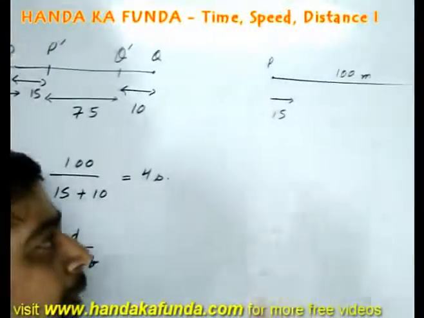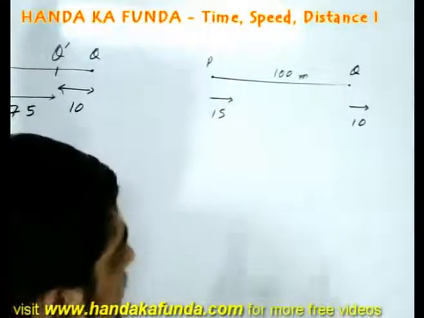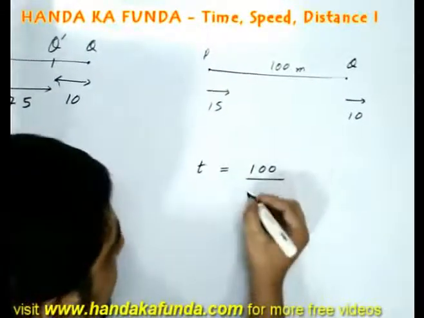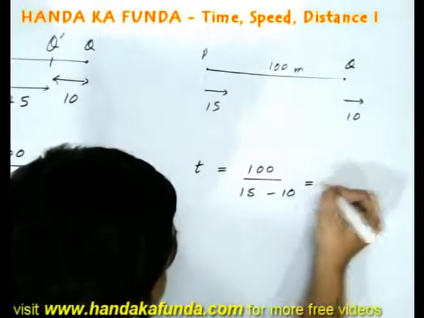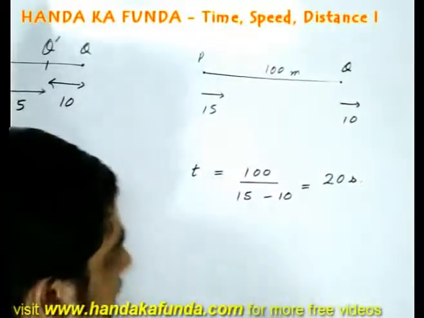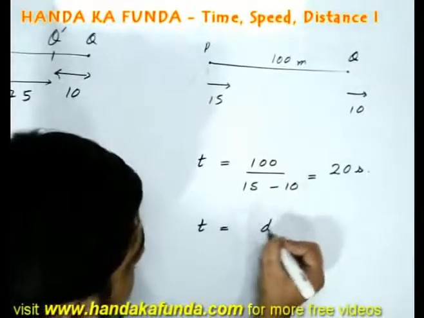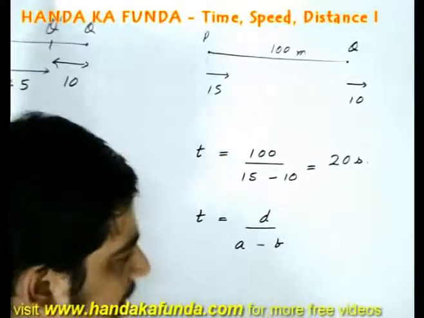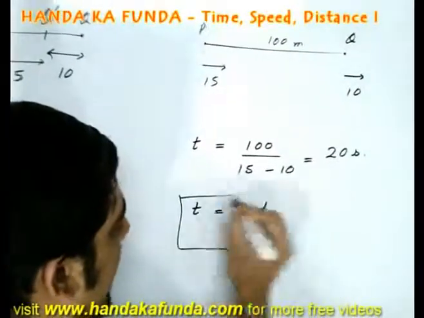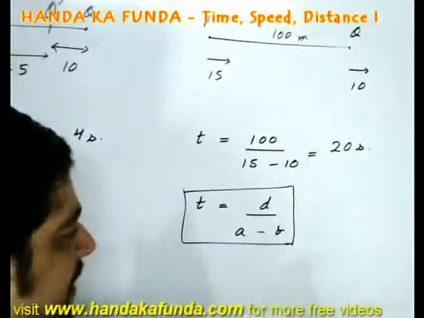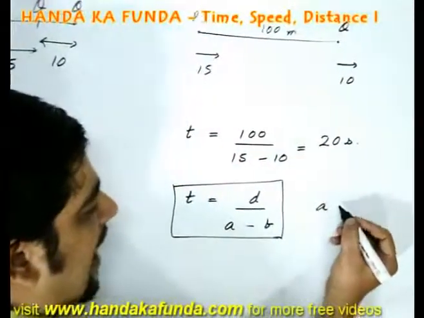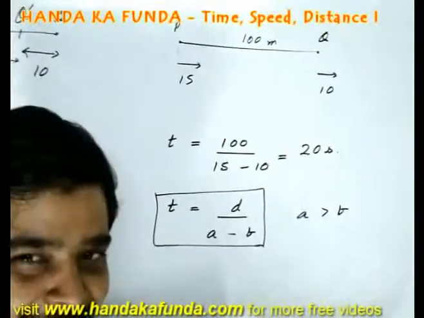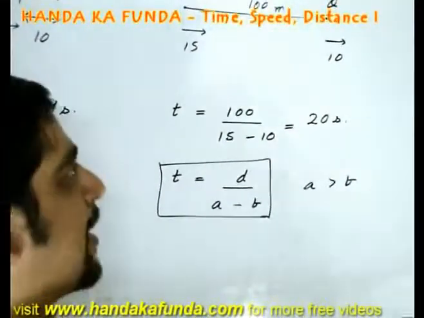Let us look at the converse case, that is when the bodies are moving in the same direction. If you just want to find out the answer, what you need to do is directly divide the distance by the difference of the two speeds, which in this case is 20 seconds. Or the formula: if the distance is d, the person who is behind is moving with speed a, the person who is ahead is moving with speed b, then it is given by d by a minus b. Important point to note, for the person behind to catch the person ahead, a should be greater than b. I know it's obvious, but people do make a mistake in it.